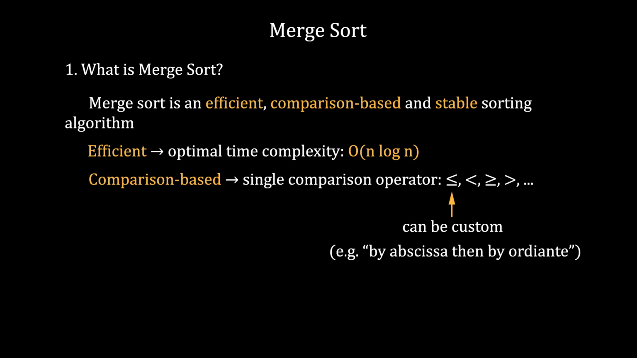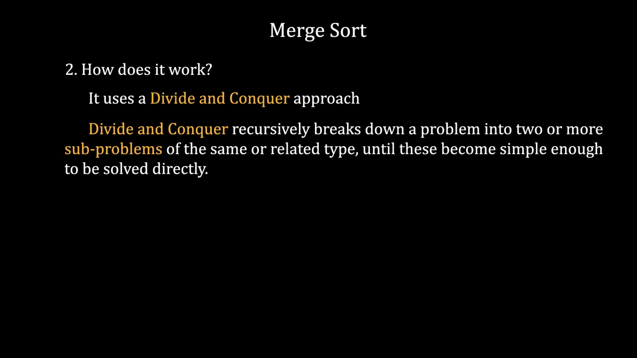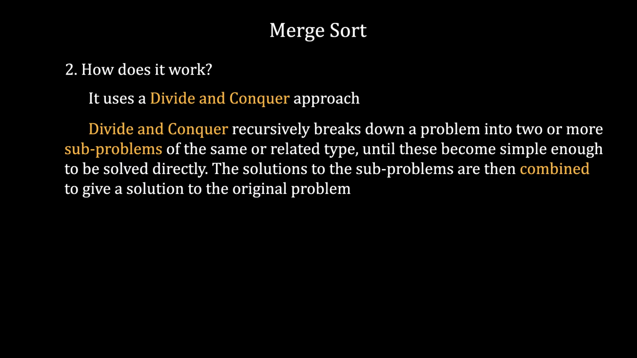And last but not least, stable means that the order of equal elements is the same in the original and in the sorted list. Next question, how does it work? Well, it uses a divide and conquer approach. Divide and conquer recursively breaks down a problem into two or more sub-problems of the same or related type until these become simple enough to be solved directly. The solutions that we find to those sub-problems are then combined to give a solution to the original problem.